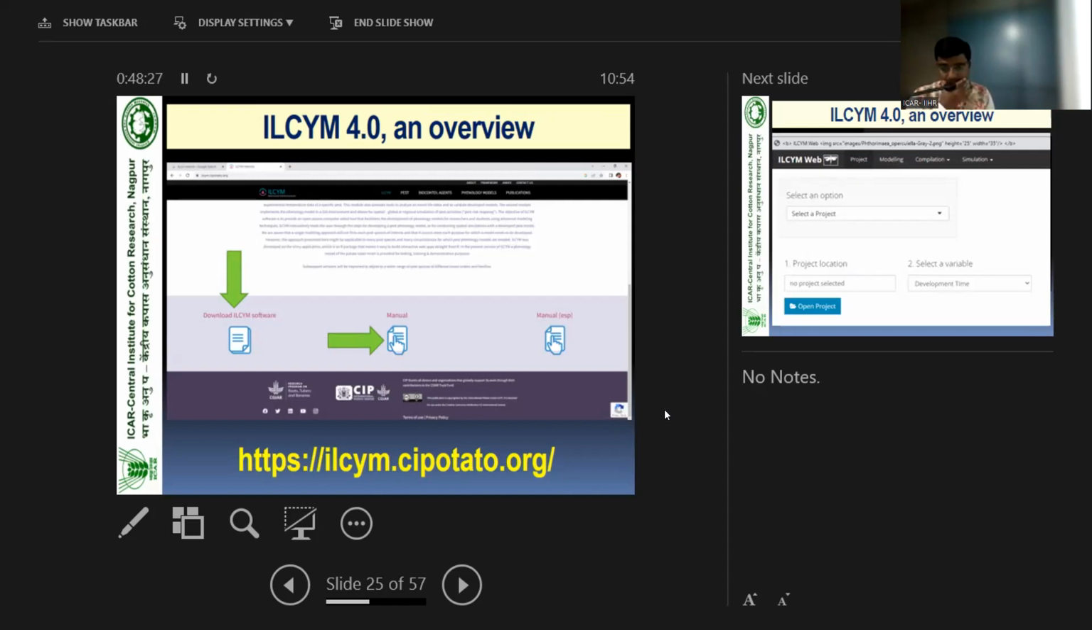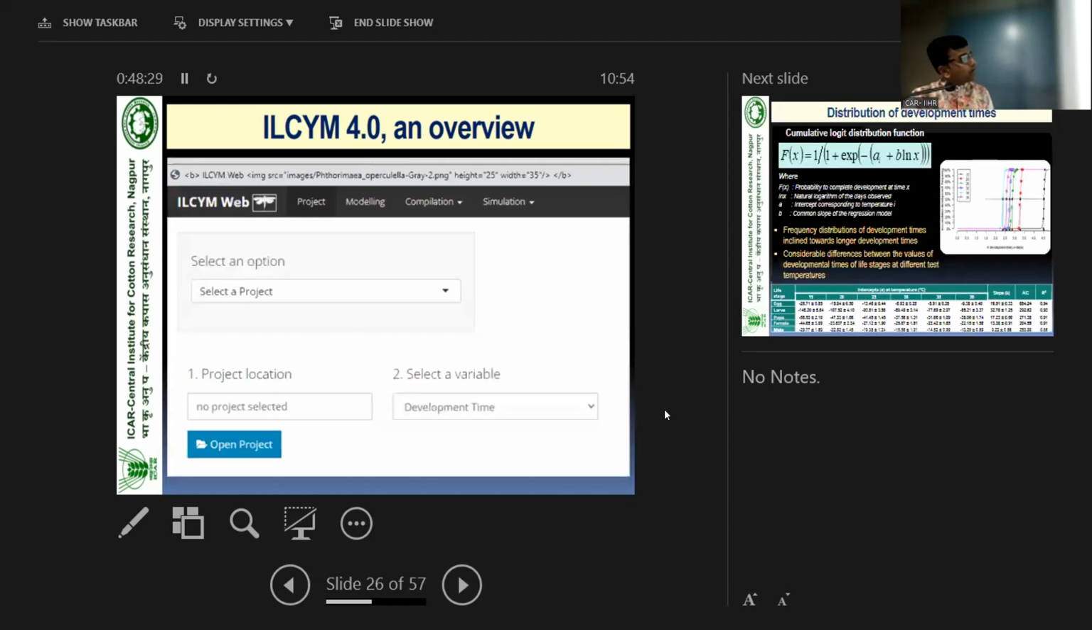Now this is an overview of the software. This is only the front end view. As you go on processing and applying different processes, the views will change. But this is the very front view. Immediately when you open the software, it looks like that. Project, modeling, compilation, simulation. These are the different options available.